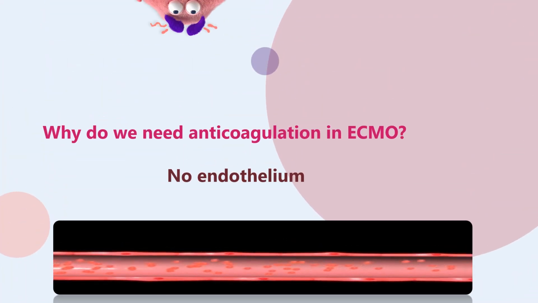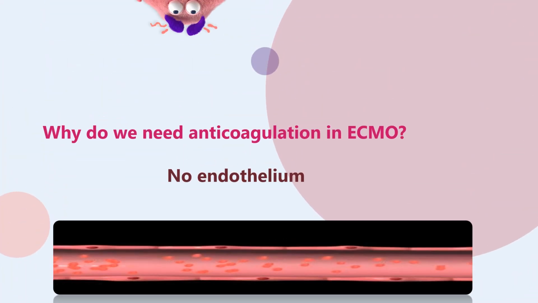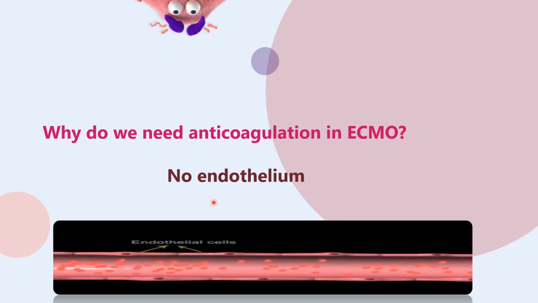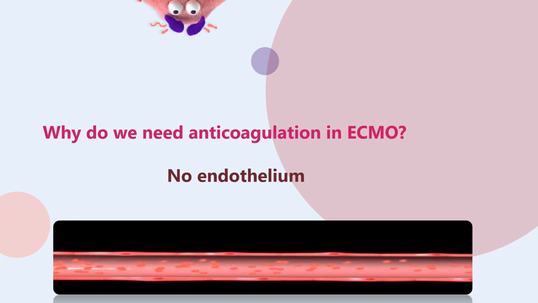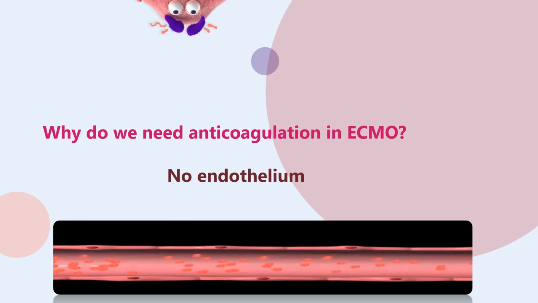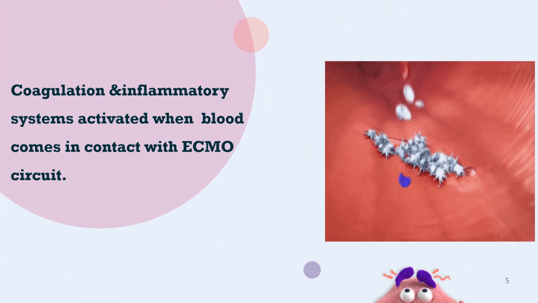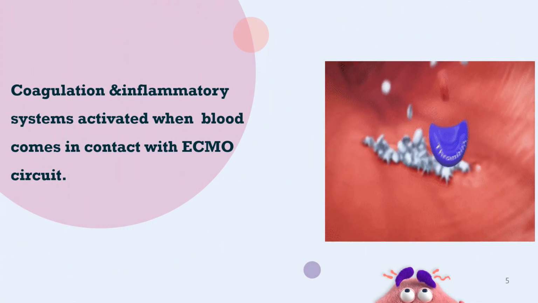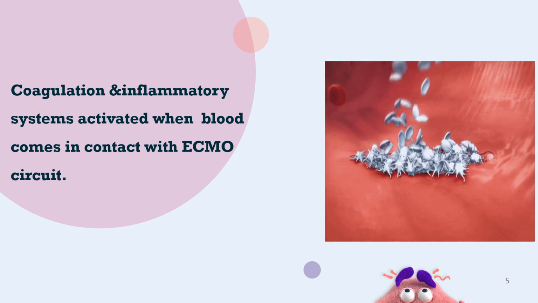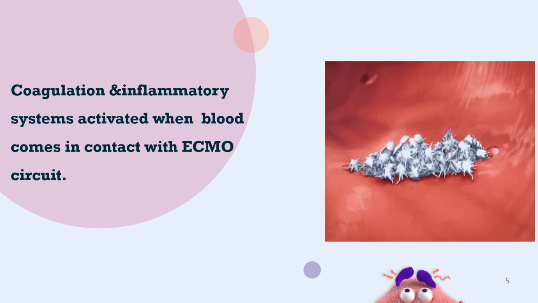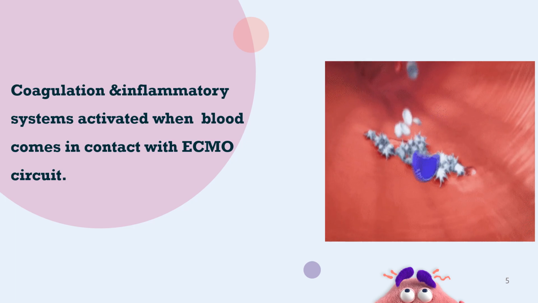Why do we need anticoagulation in ECMO? The answer is no endothelium. There is no endothelium, there is an artificial surface, so that will stimulate formation of thrombus. As I mentioned before, the presence of an artificial surface will stimulate coagulation, and the inflammatory system is activated when the blood comes in contact with ECMO circuits.